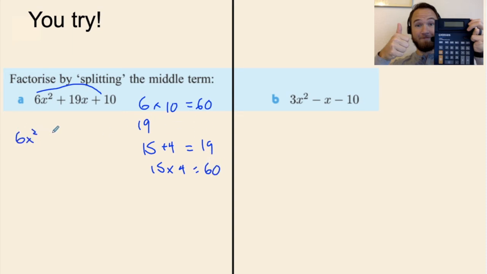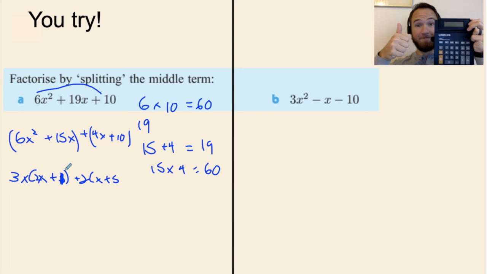Okay, so 6x squared plus 15x. Again, it doesn't matter which one comes first. It's still going to work. Plus 10. Then we group them. Take out common terms. So out of here, I can take a 3x. Gives me 2x left. Plus 3. Out of here, I can take a 2.